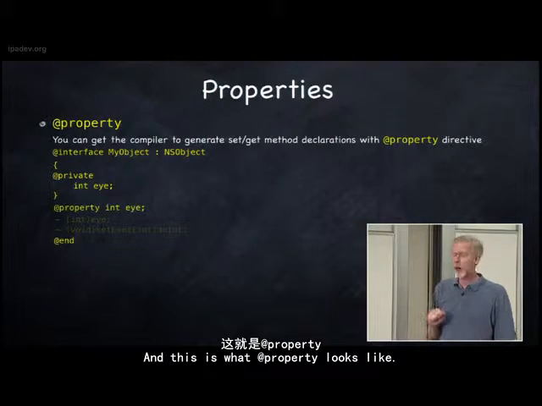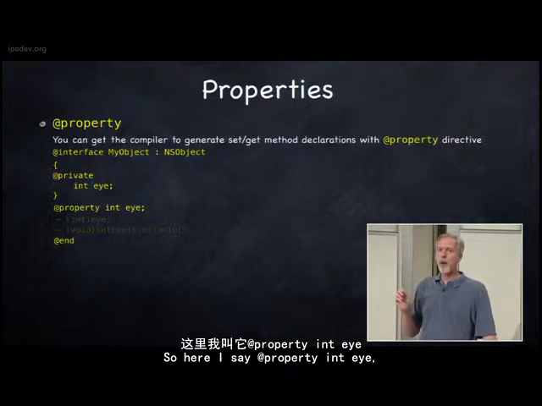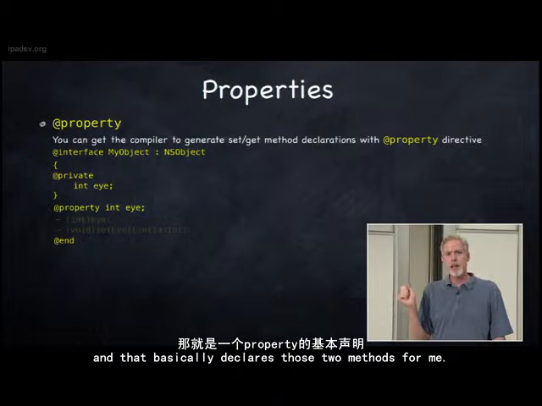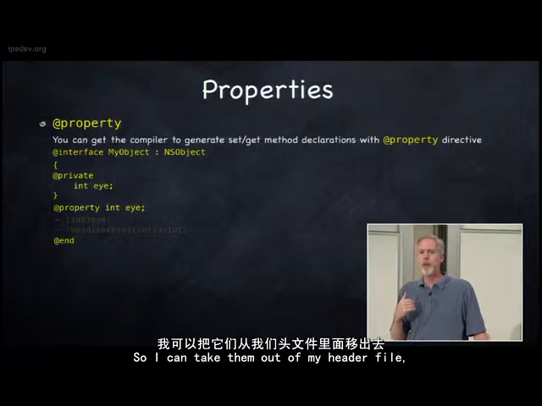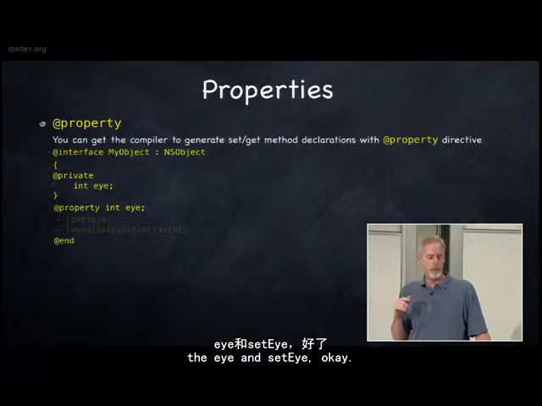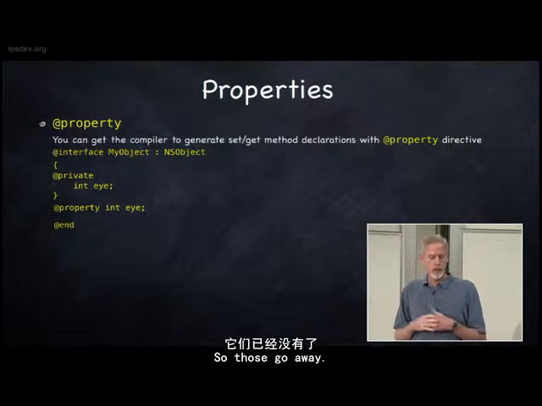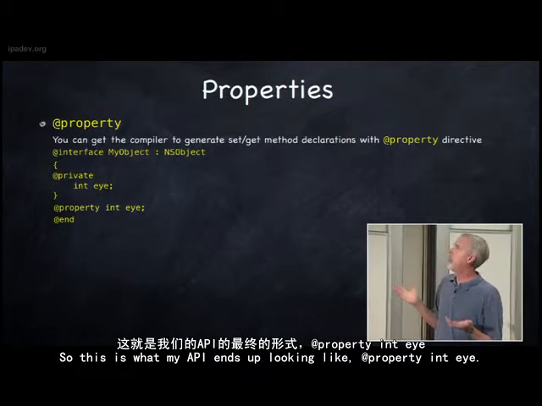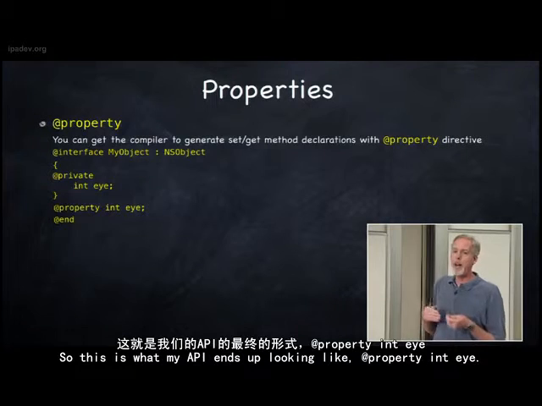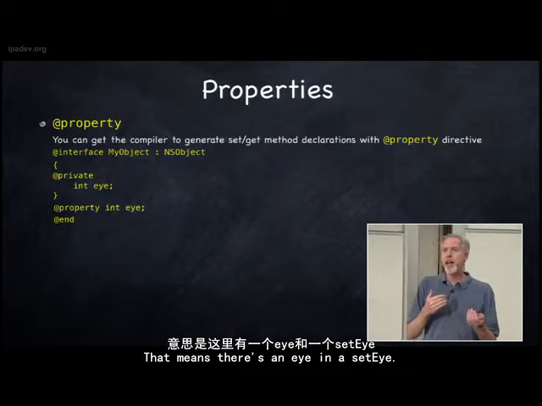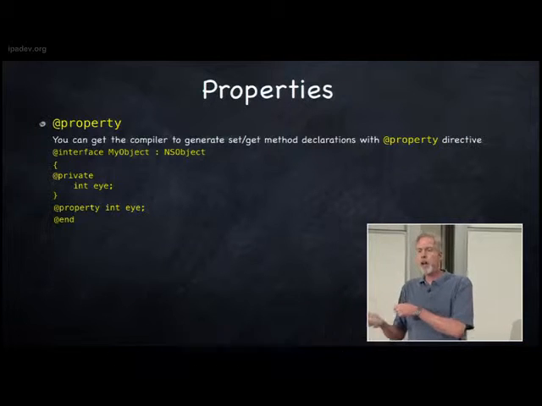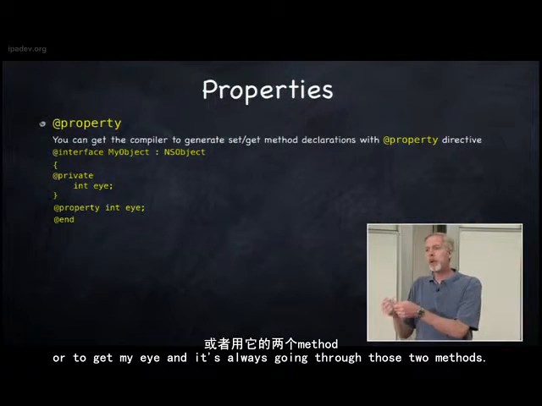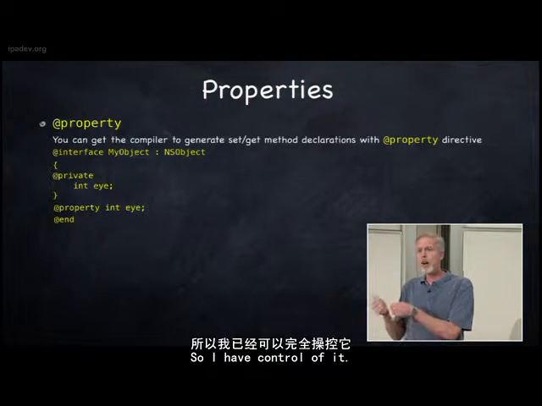This is what @property looks like. So here I say @property int I, and that basically declares those two methods for me. So I can take them out of my header file, the I and set I. Those go away. So this is what my API ends up looking like. @property int I means there's an I and a set I. Now everyone can use dot notation to set the I or to get my I, and it's always going through those two methods. So I have control of it.